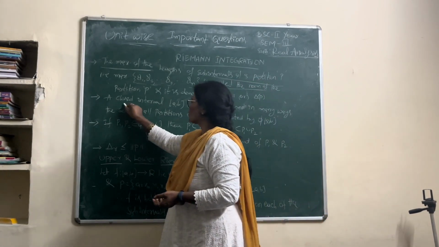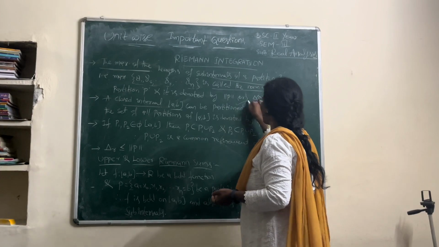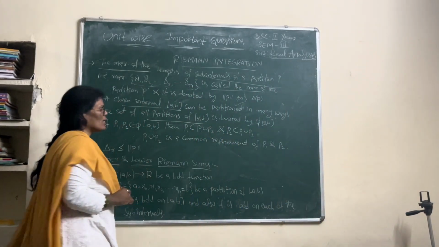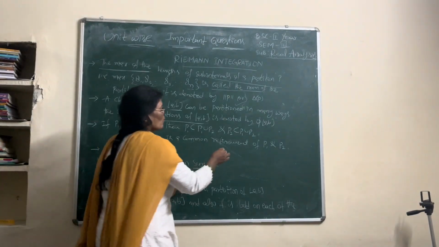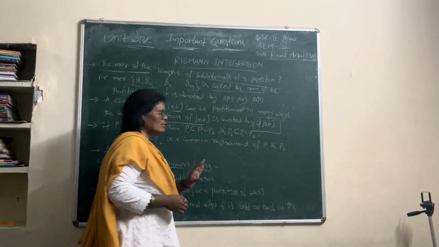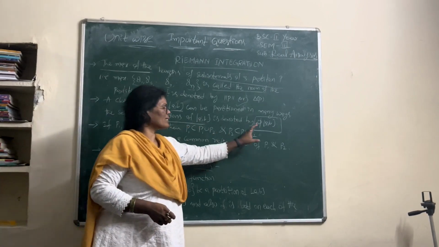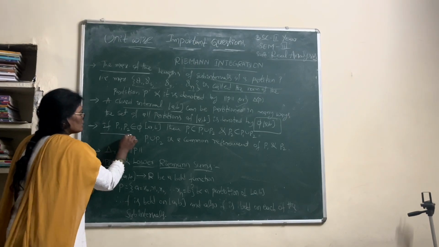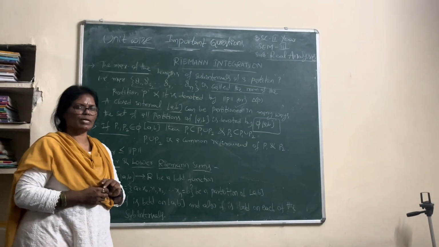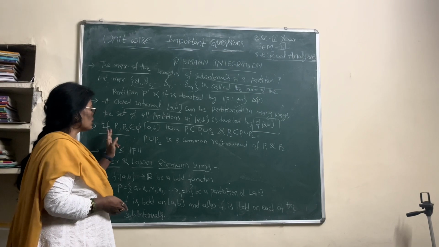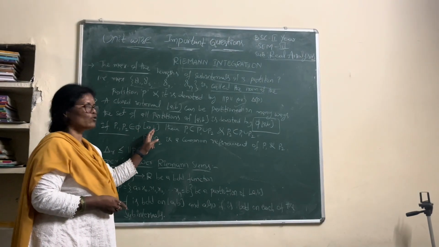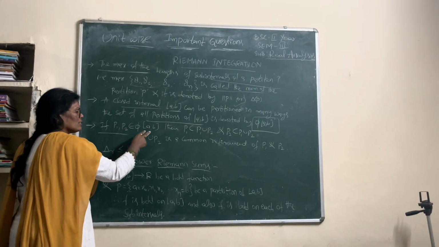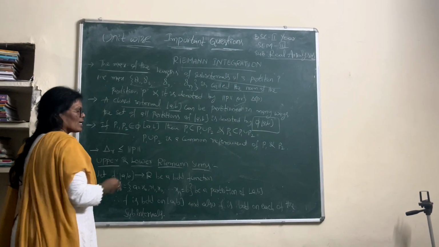Okay, and the closed interval [a, b] can be partitioned in many ways. The set of all partitions on the closed interval [a, b] is denoted as phi of [a, b]. This is called the set of all partitions on [a, b]. And here, suppose we take two partitions P1 and P2, these two are elements in phi of [a, b], meaning P1, P2 are two partitions from the set of all partitions on [a, b].